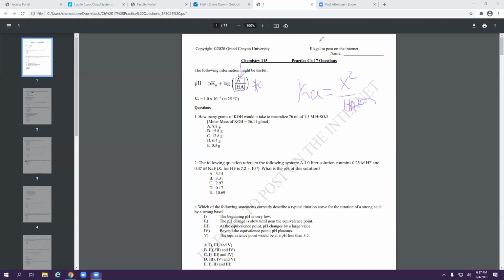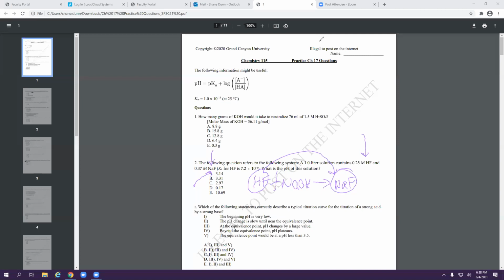Okay. So the following refers to a 1 liter solution that has HF and NaF. What is the pH of the solution? Well, HF, is that a weak or strong acid? Weak acid, right? NaF, is that a base of HF? If I added NaOH to this guy, I would get NaF, correct? So that is a weak acid and its conjugate base. Does that make sense?